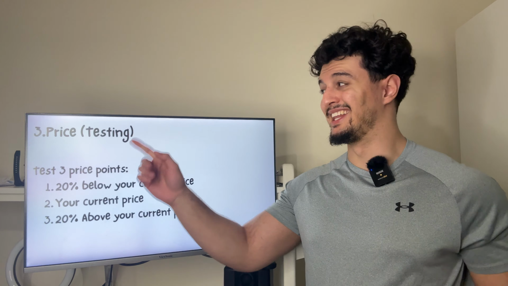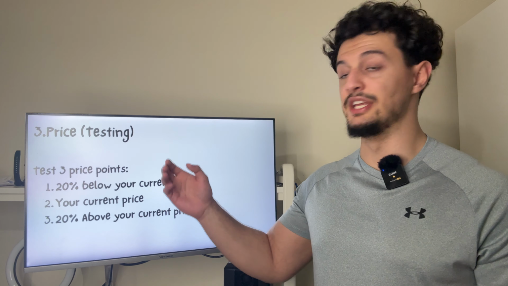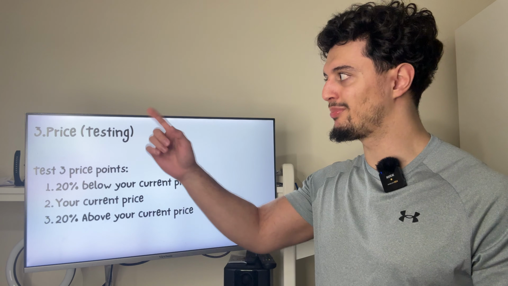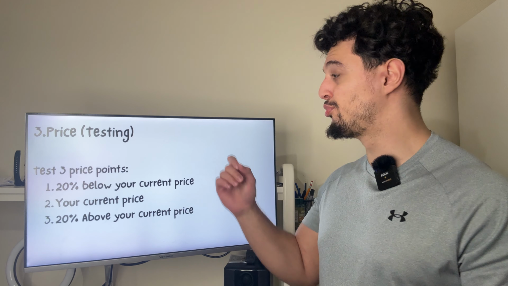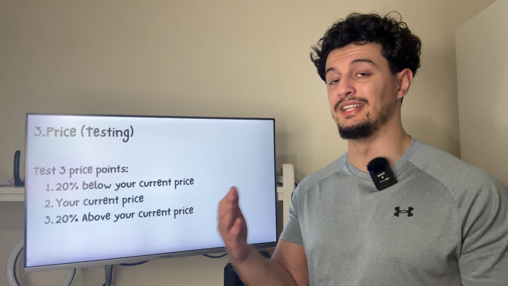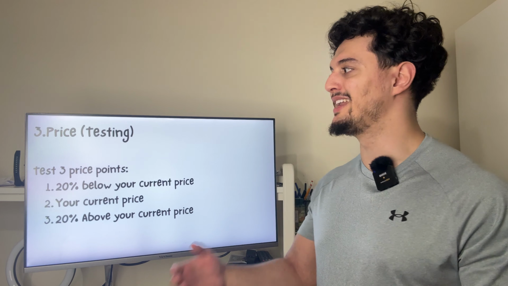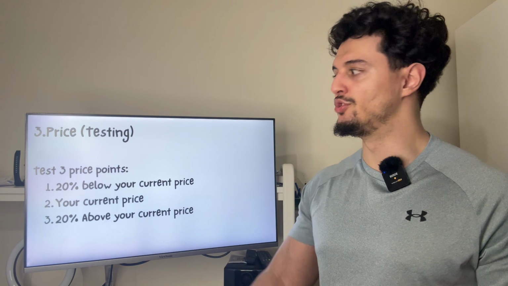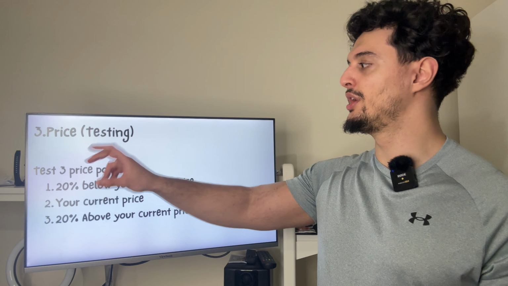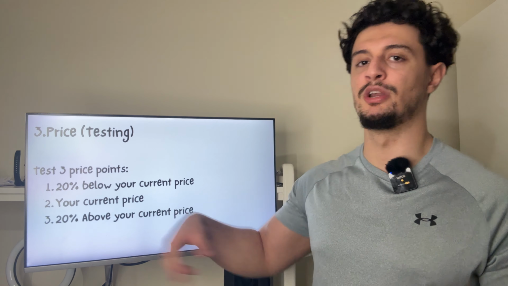Now, number 3, and this is a heavily underrated one, is price, right? And more specifically, price testing. So what you want to do is pretty straightforward, right? There's a Shopify app called Intelligems, which is what we use, right? And it makes it super simple. But this is what I'd recommend you do, is take your current price and then test 20% below and then 20% above that price.